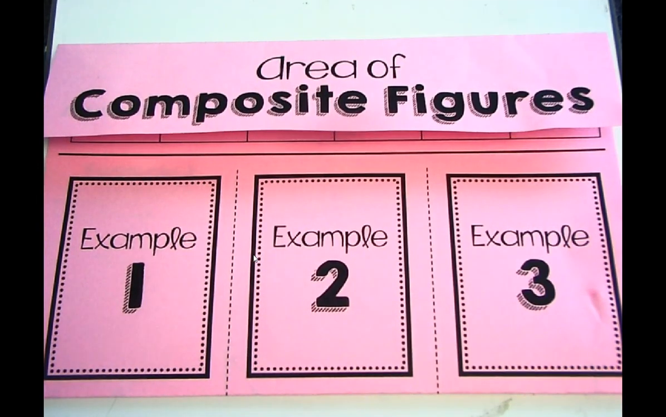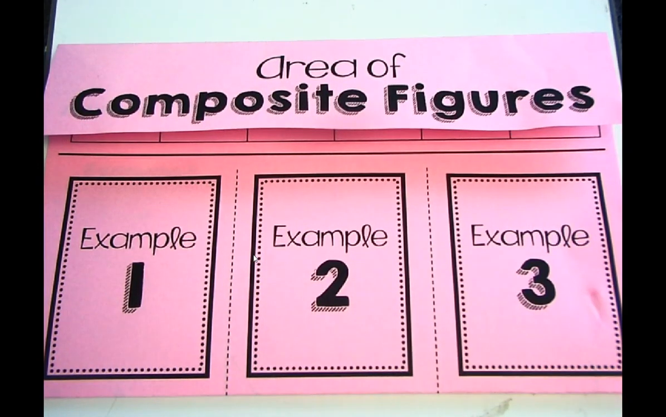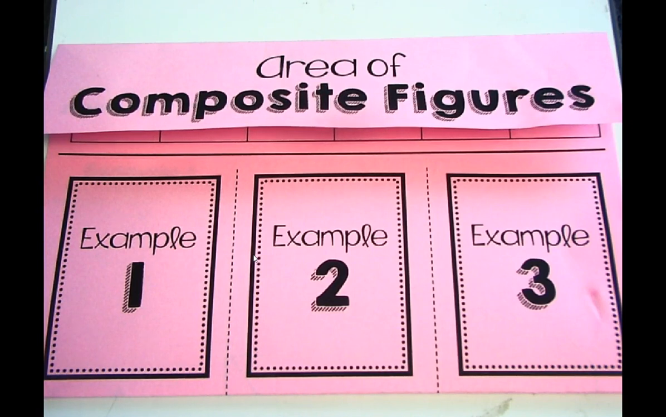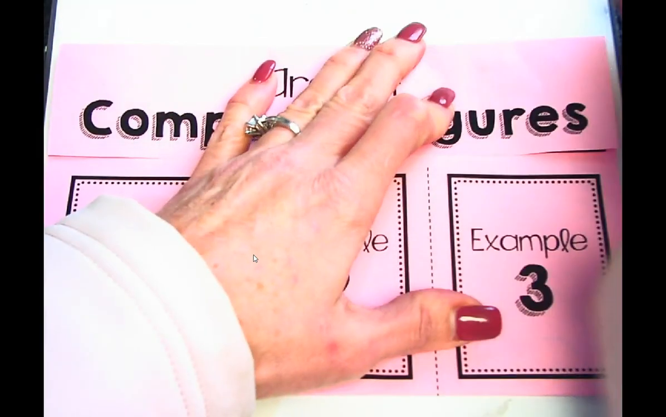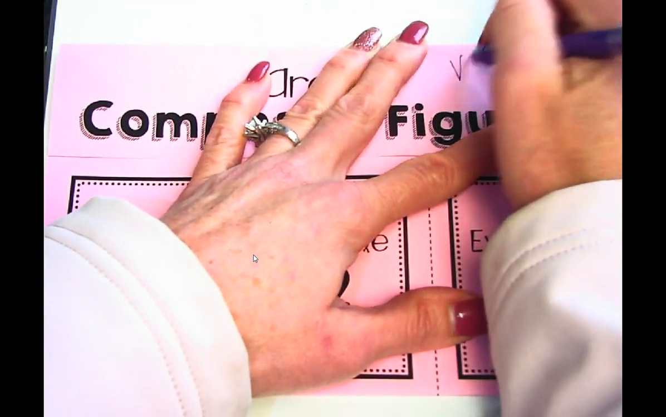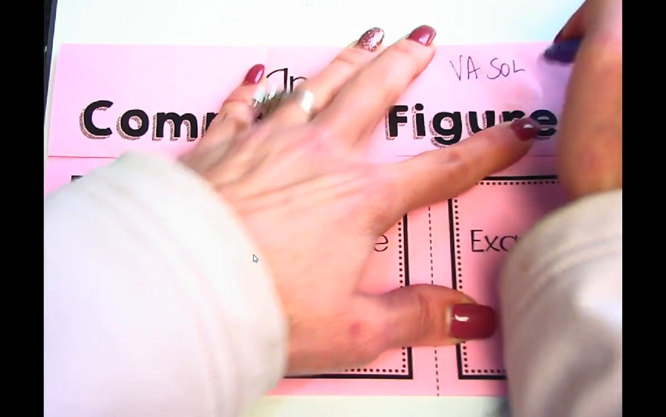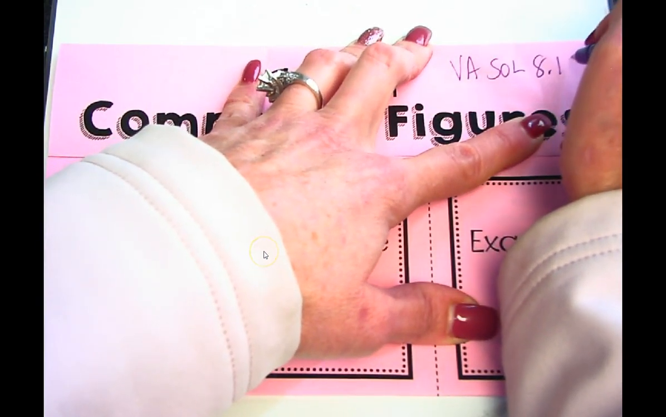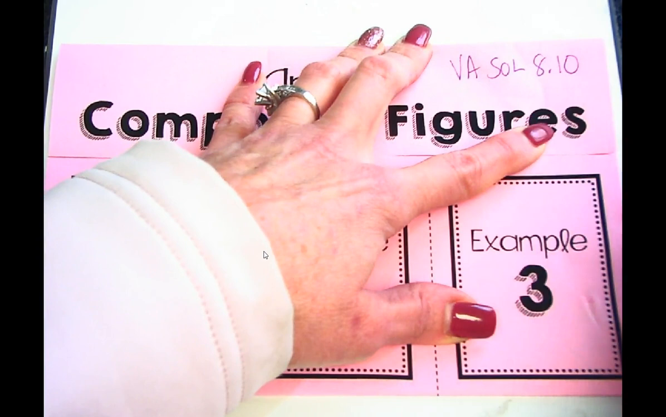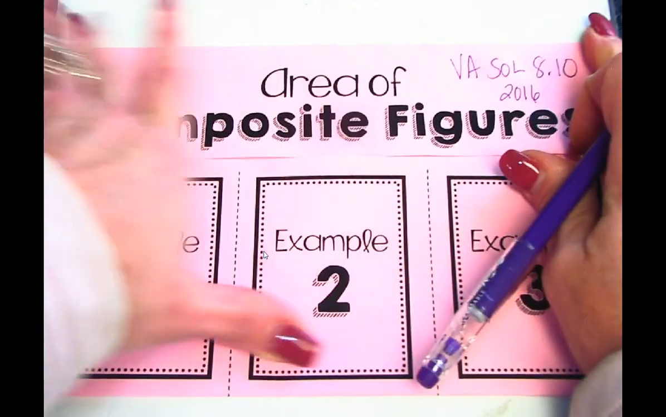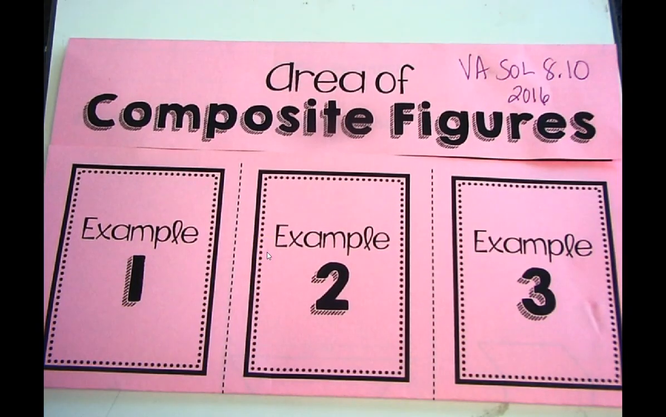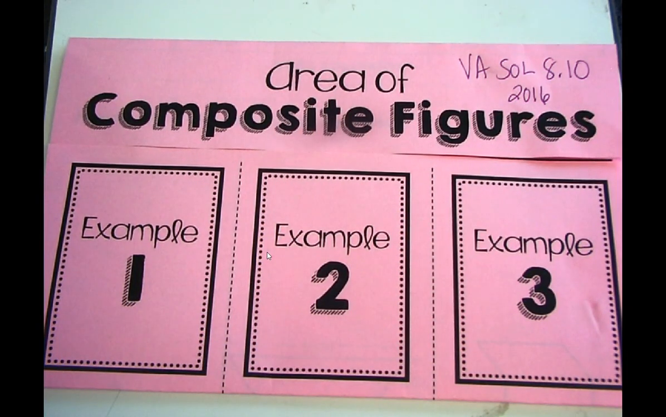And so today we're going to focus primarily on the area of composite figures, but we're also going to do activities in class that involve finding the perimeter of composite figures. And this is Virginia SOL 8.10. And this is the 2016 standards. So these are examples of how we can find the area of composite figures.